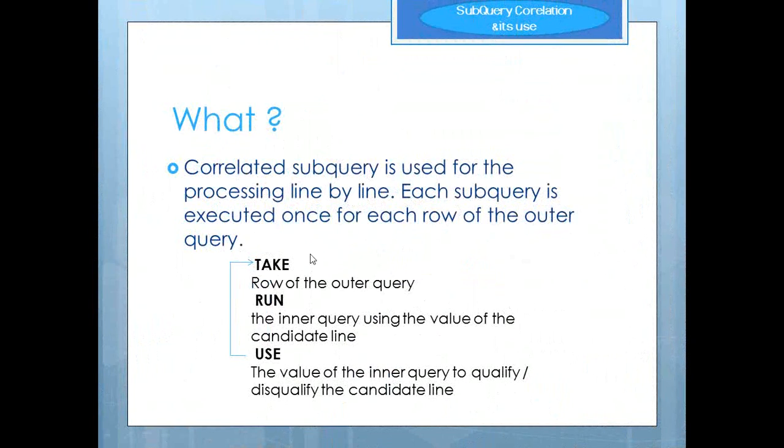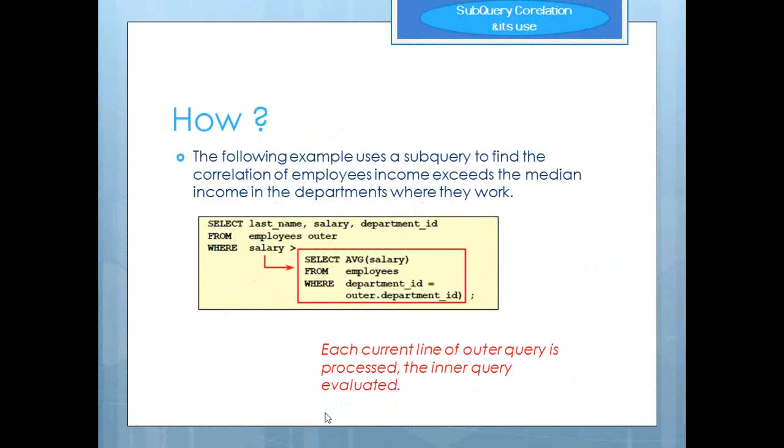Here is the schema. Take a row of the outer query, run the inner query using the value of the candidate line, and use the value of the inner query to qualify or disqualify the candidate line, and it will be looped. So how? The following example uses a subquery to find the employees whose income exceeds the median income in the departments where they work.